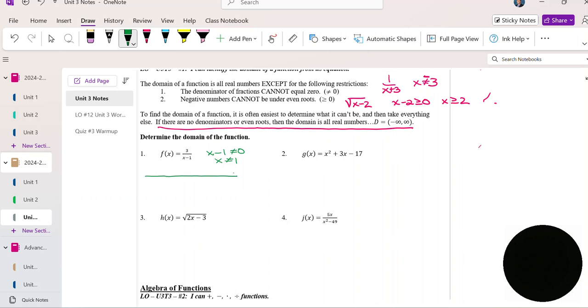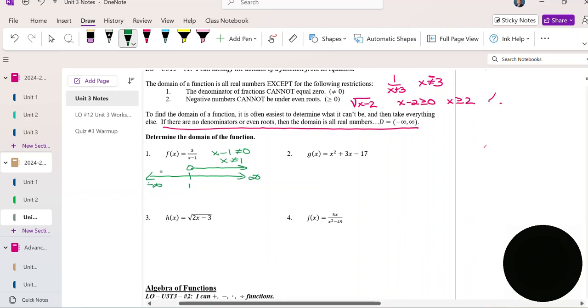So I'll just draw a number line to show you. Here's 1. It can't be 1, but it can be everything else. Infinity is here, negative infinity is here. So when you write it as an interval, you're saying it's from negative infinity to 1, union 1 to infinity. Number 2 is not a fraction or a square root, so therefore the domain is all real numbers.